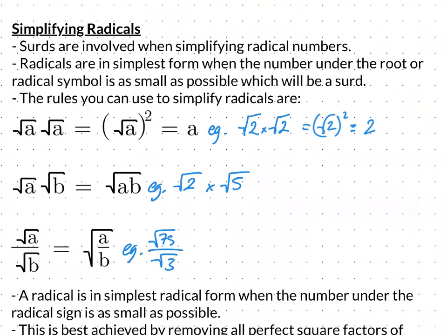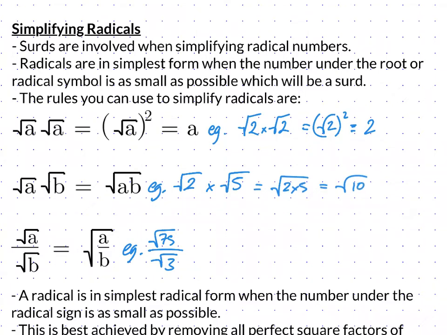The second law that you've got here is root a times root b is the same as the root of the product ab. So root 2 times root 5 is going to be the same as root of 2 times 5, which is the same as root 10.